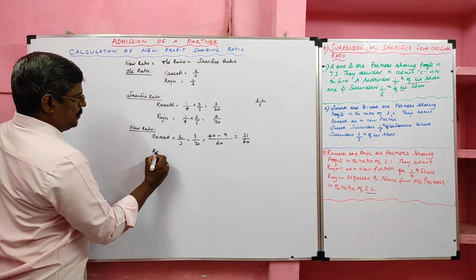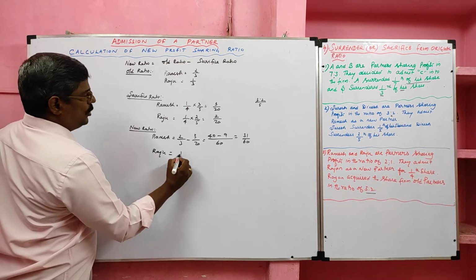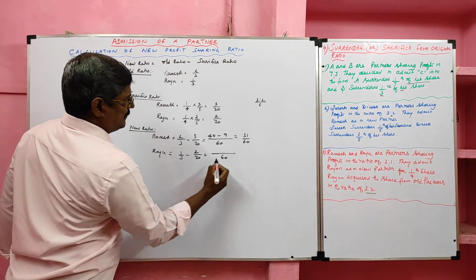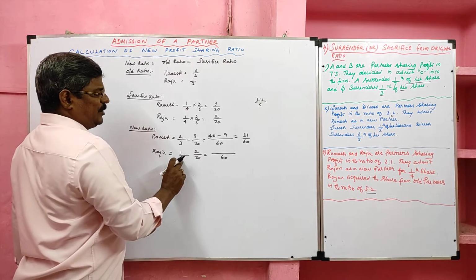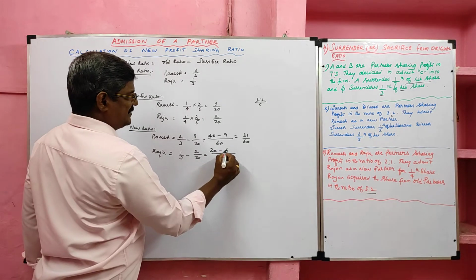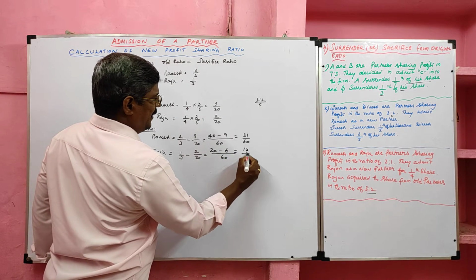Then Raju, old ratio 1/3, sacrifice ratio 2/20. So the total is 60. 60 divided by 3 is 20, into 1 is 20. 60 divided by 20 is 3, 3 2s are 6. So the balance is 14/60.